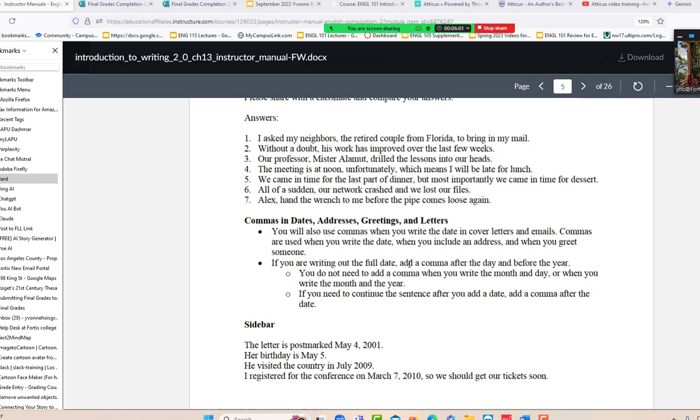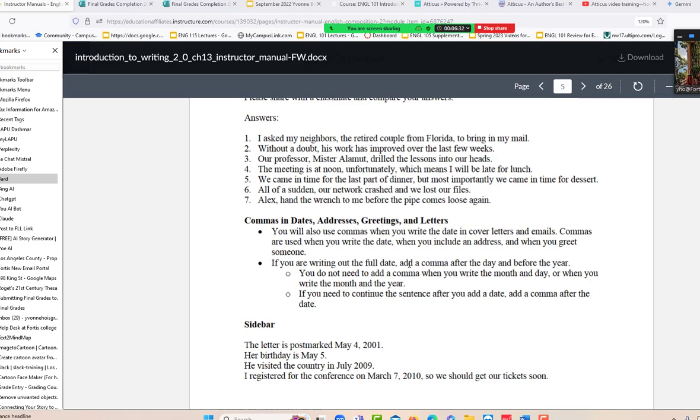Commas in dates, addresses, greetings, and letters. You will also use commas when you write the date in cover letters and emails. Commas are used when you write the date, when you include an address, and when you greet someone. If you are writing out the full date, add a comma after the day and before the year. You do not need to add a comma when you write the month and day, or when you write the month and year.